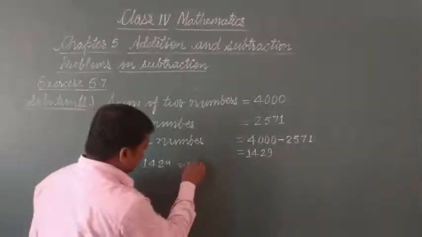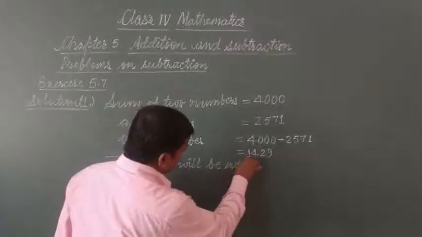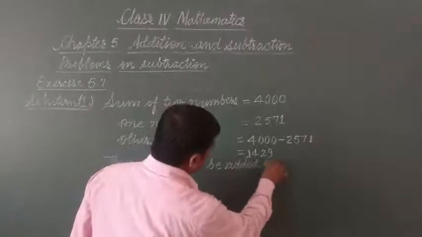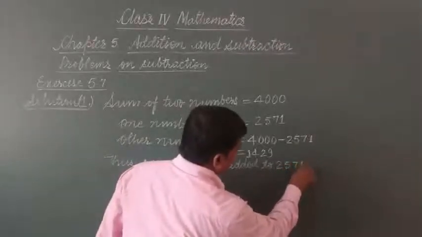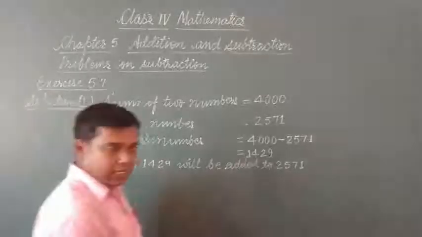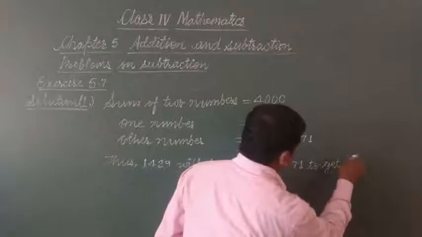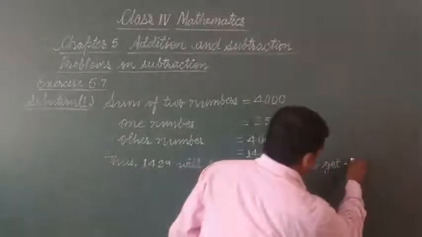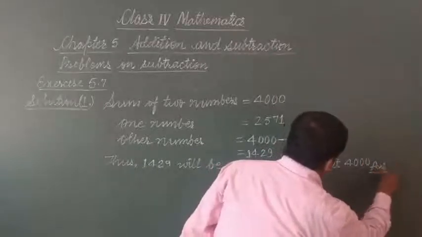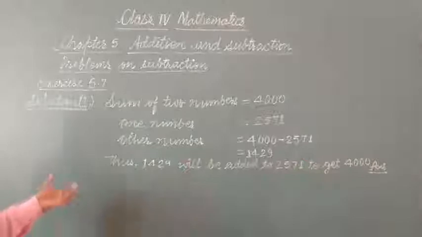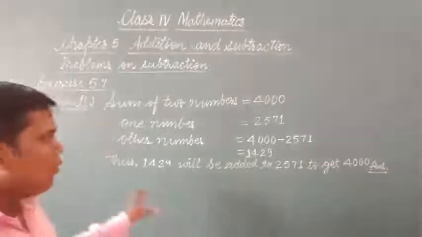will be added to 2571 to get 4000. And here you write answer. This is the required solution of question number 1. I hope all of you understood.